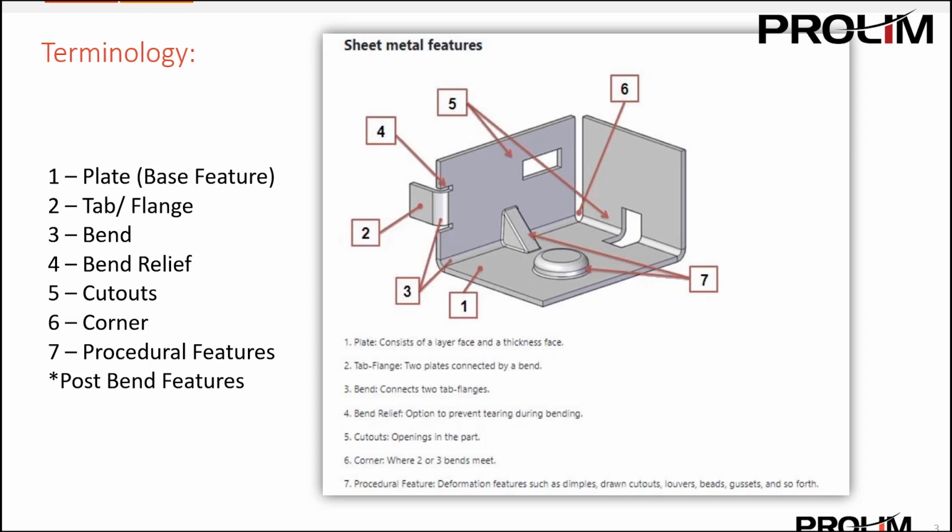Number 2 is your tab or your flange, and these are just simply two flanges or plates that are connected by a bend, which connects 2 tab flanges together. Your bend relief, which is the option to prevent any tearing or deformations during the bending procedure. And then you have your cutouts, which are any openings within the part. Then you have your corner, where 2 or 3 bends meet together. And then you have procedural features, which are deformations such as dimples, cutouts, louvers, beads, and gussets. And we'll get into those a little deeper in this webinar.